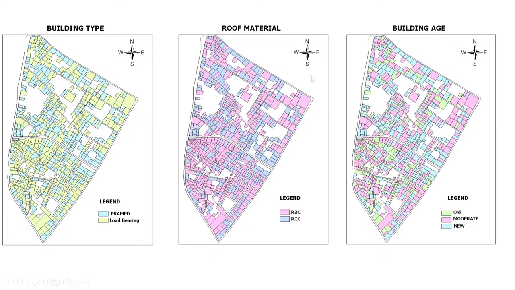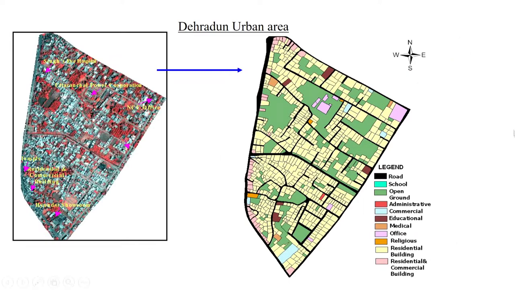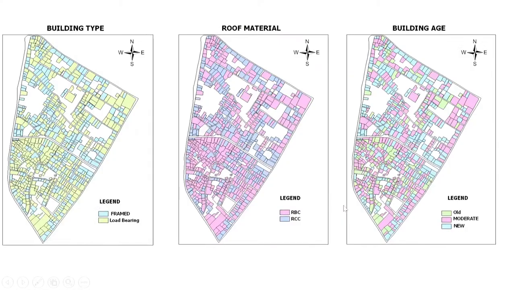Okay. The second attribute data we have collected is which buildings have an RCC roof, or a reinforced brick concrete roof. And third, we have collected data on the age of the building, basically which building is old, which is moderate, and which is new. So the basic thing we have done is, using the remote sensing image we have created a base map, and then by field survey in a GIS environment, to each building we have added attributes like the building structure type, the roof material type, and lastly the age of the building.